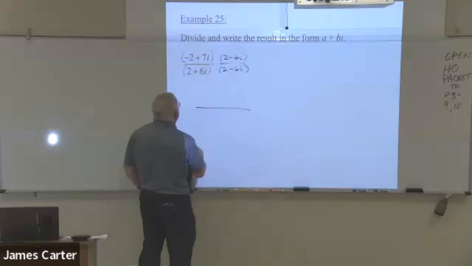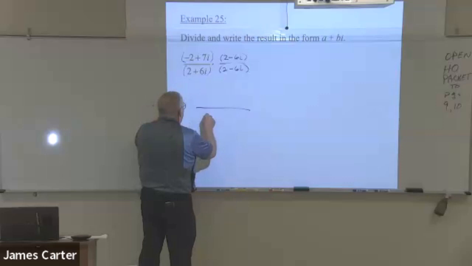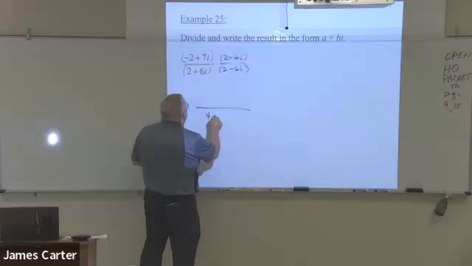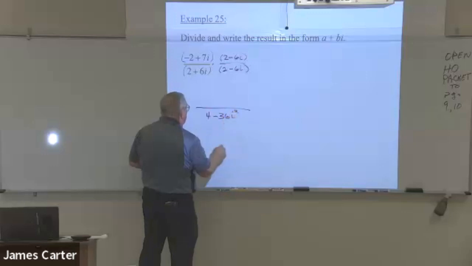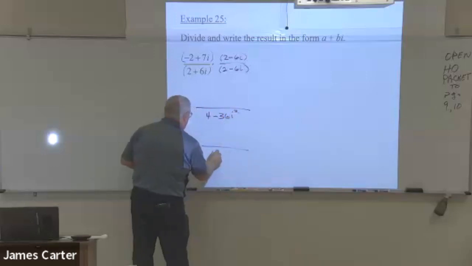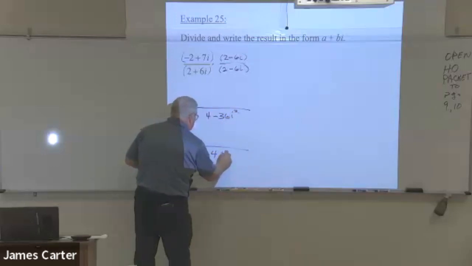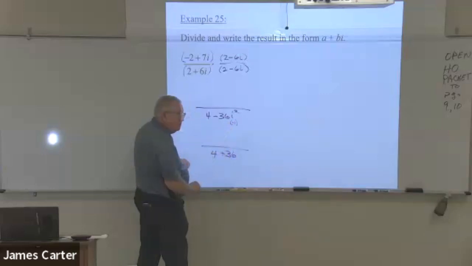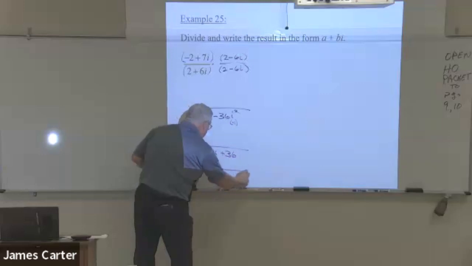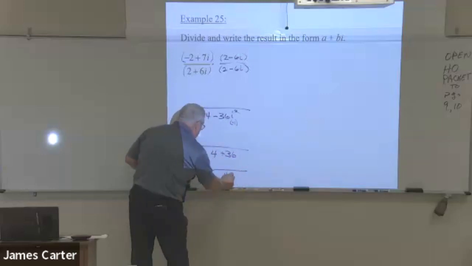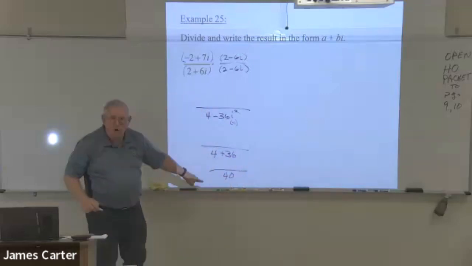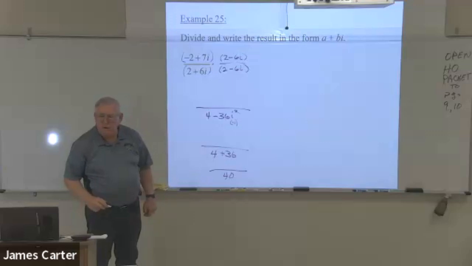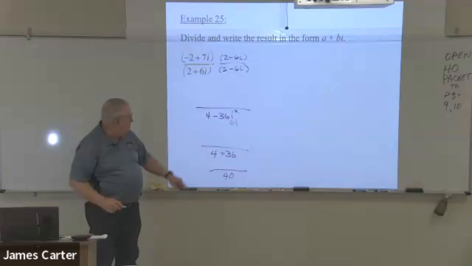Let's just do those two. I'm going to get 4 minus 36i squared, which is going to be 4 plus 36 when I do that, which is going to be 40. No more i's in the denominator. All I've worked is the denominator so far.